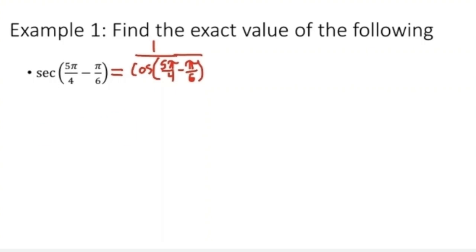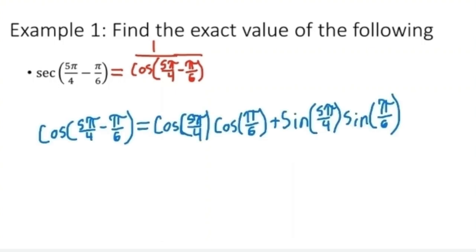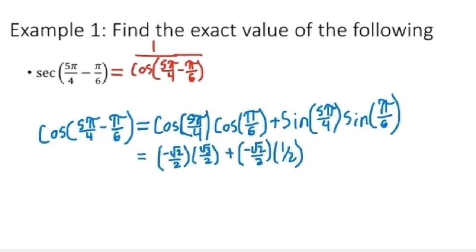minus pi over 6. To do this, we'll apply the difference formula for cosine. And when we apply the difference formula of cosine, we get cosine 5 pi over 4 cosine pi over 6 plus sine 5 pi over 4 sine pi over 6. Now we can evaluate each trig function using our unit circle, and we get negative root 2 over 2 times root 3 over 2 plus negative root 2 over 2 times 1/2. Then apply order of operations, and we get negative root 6 minus root 2 all over 4.